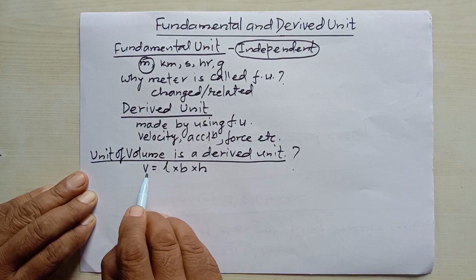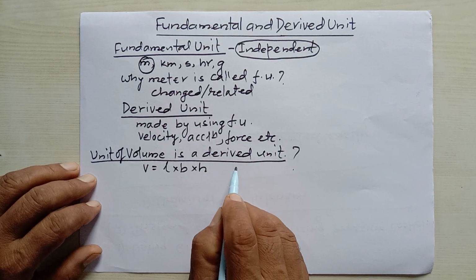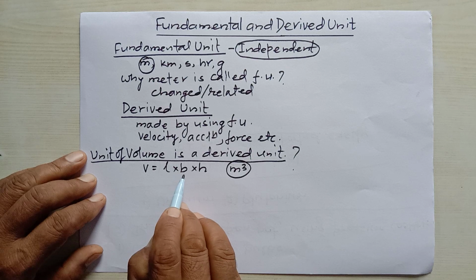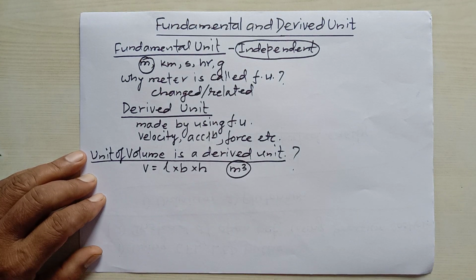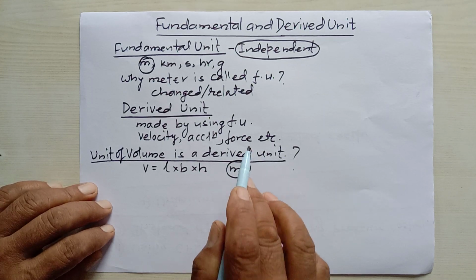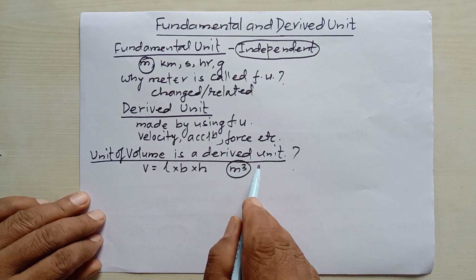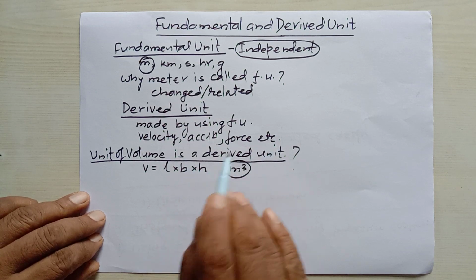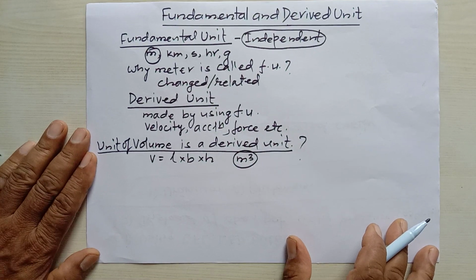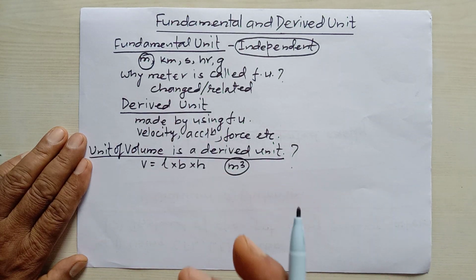Now unit of volume is what? SI unit of volume is meter cube. Isn't it? Length is measured in meter, breadth in meter, and height is also measured in meter. That's why the SI unit of volume is meter cube, which utilizes the fundamental unit meter thrice. Since a unit that is made by using fundamental units is called a derived unit, therefore the unit of volume is a derived unit. This way we can express.